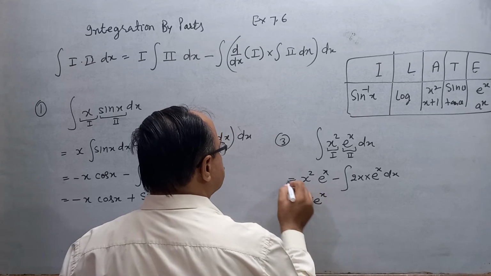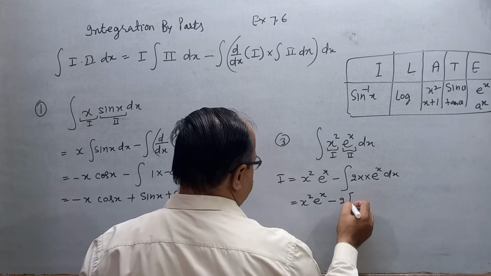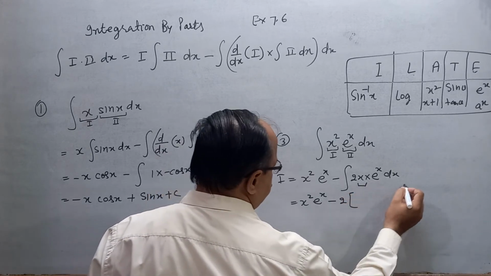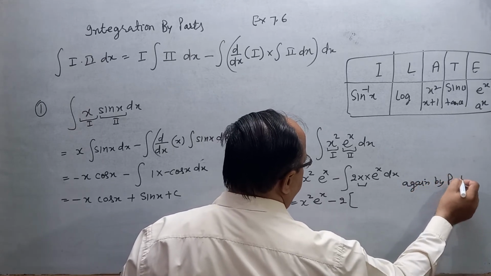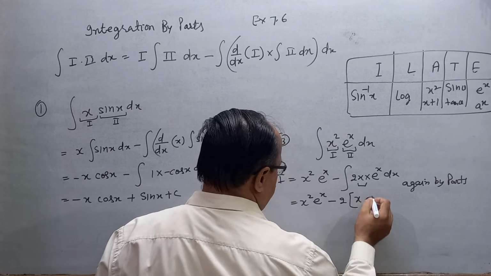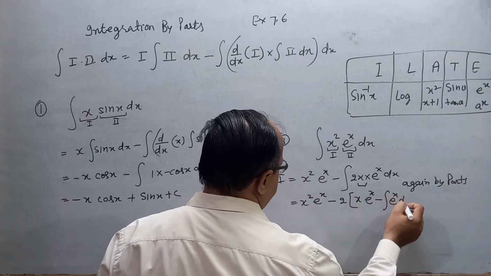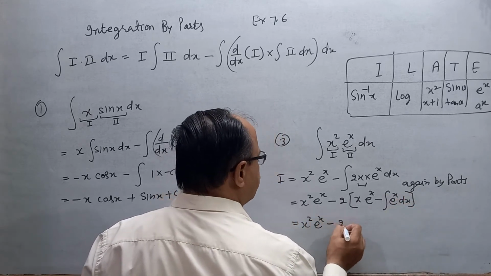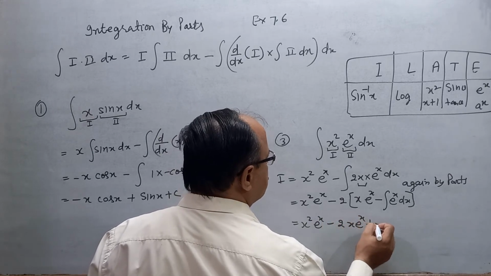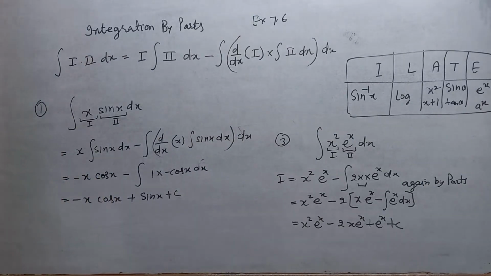x square e to the power x, again by parts. First function as it is, integration of e to the power x dx. x square e to the power x minus twice x e to the power x plus e to the power x plus c. Correct? This is the answer of question number 3.